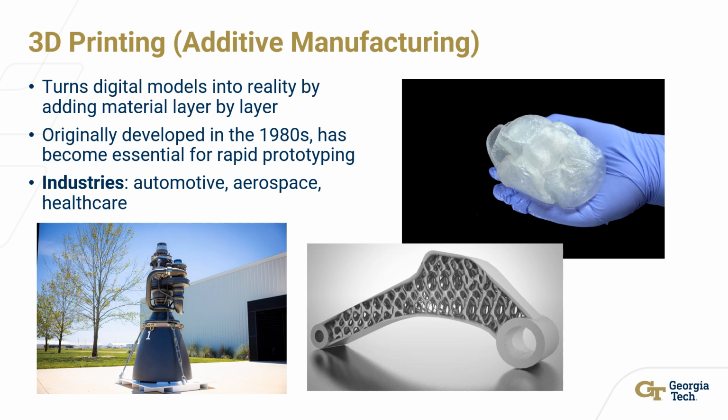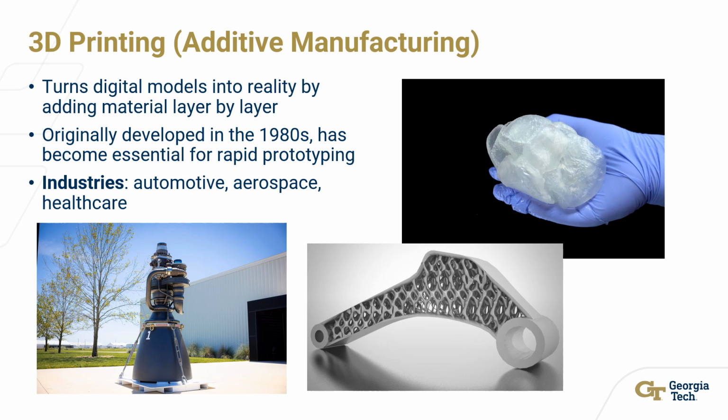First up is 3D printing, also known as additive manufacturing. This is where a digital model from CAD, or computer-aided design, is turned into reality by adding material layer by layer. This was originally developed in the 1980s and has become essential for rapid prototyping. The most common material used in 3D printing is plastic, with a wide range of plastics including PLA and ABS and TPU to name a few.